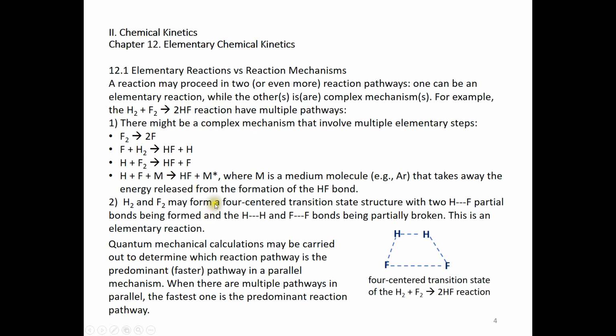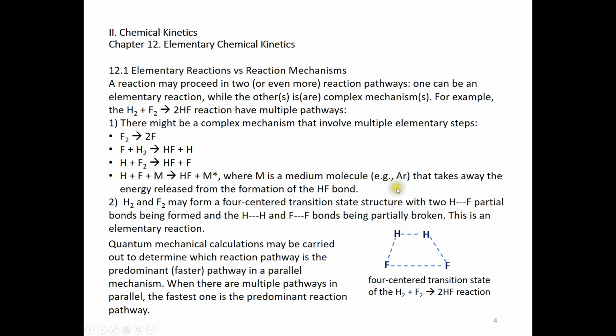We can also make another conjecture that H2 and F2 may react in a different pathway that involves only one single elementary step. In this step, we have a four-centered transition state structure. So over here, this is the structure. We have four partial bonds. The hydrogen-hydrogen bond is partially broken. So is the FF bond, and then we have two partially formed hydrogen-fluorine bonds in a transition state.